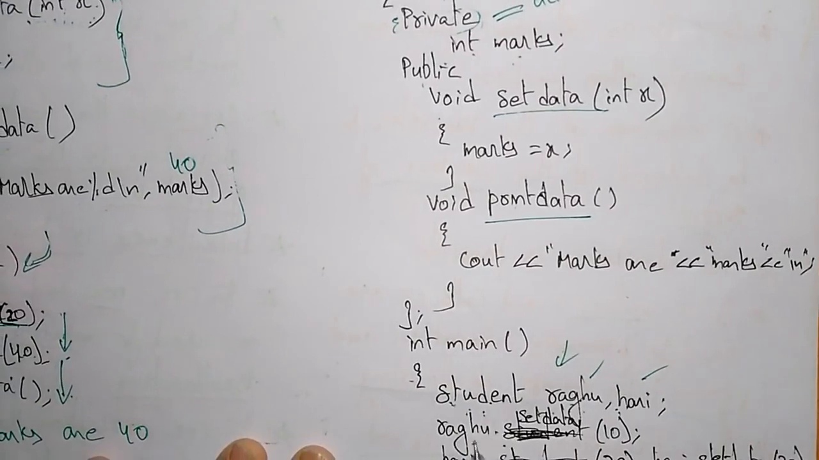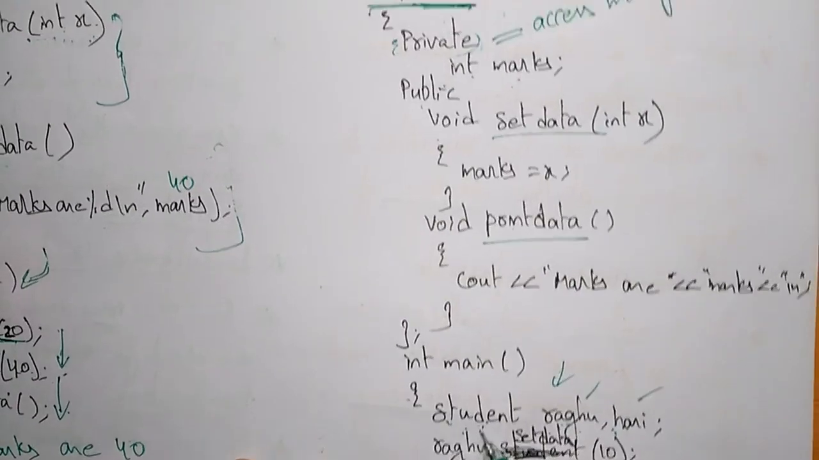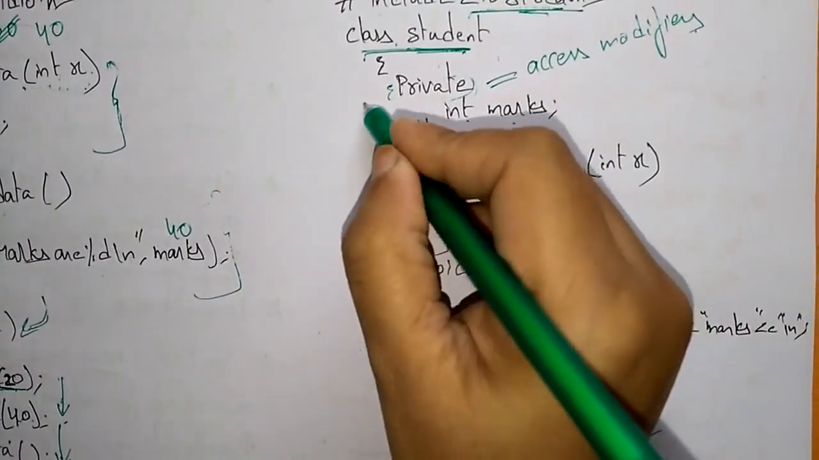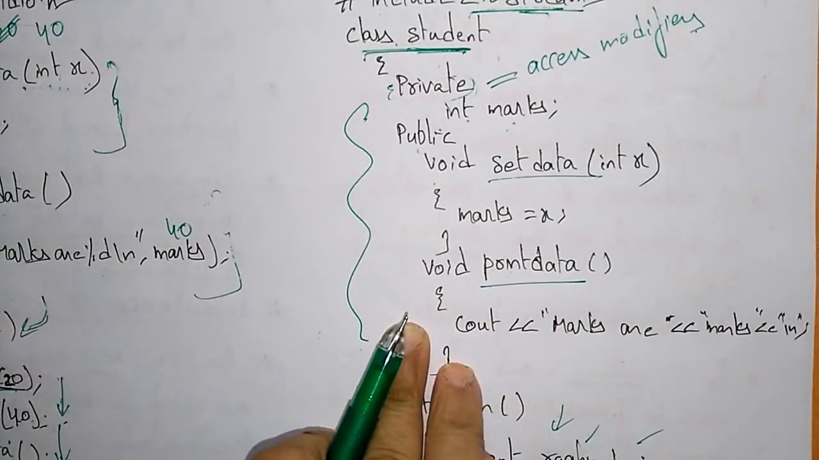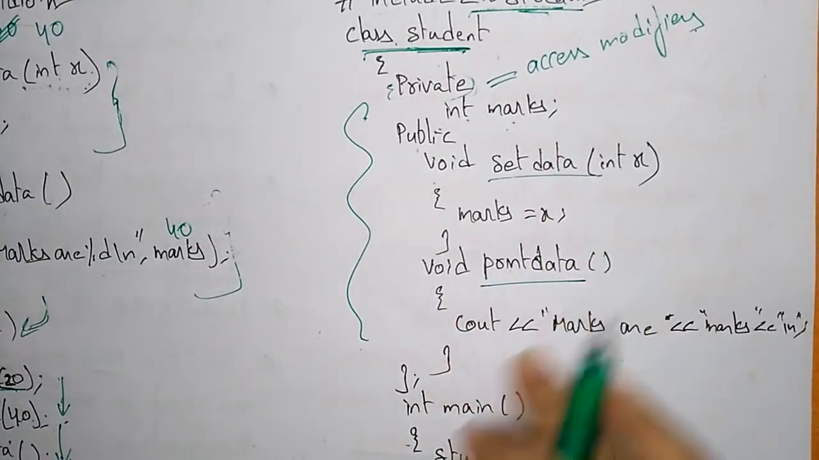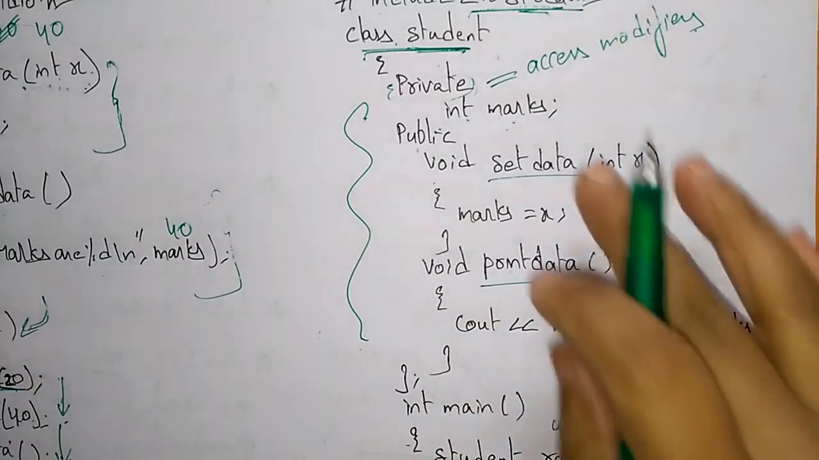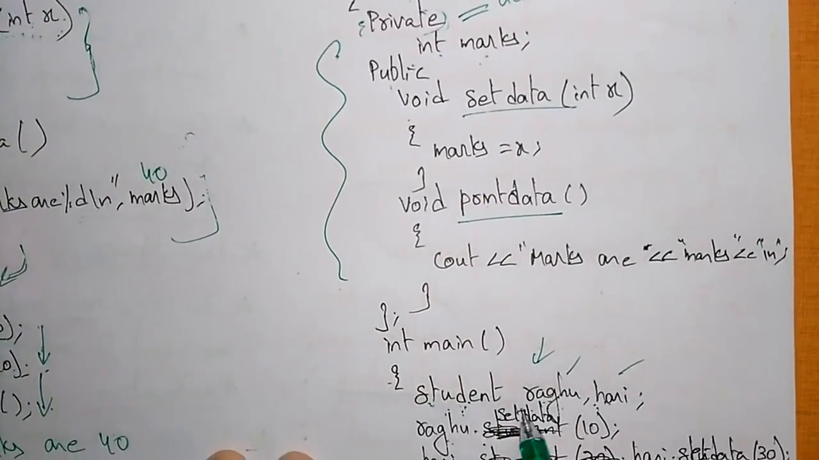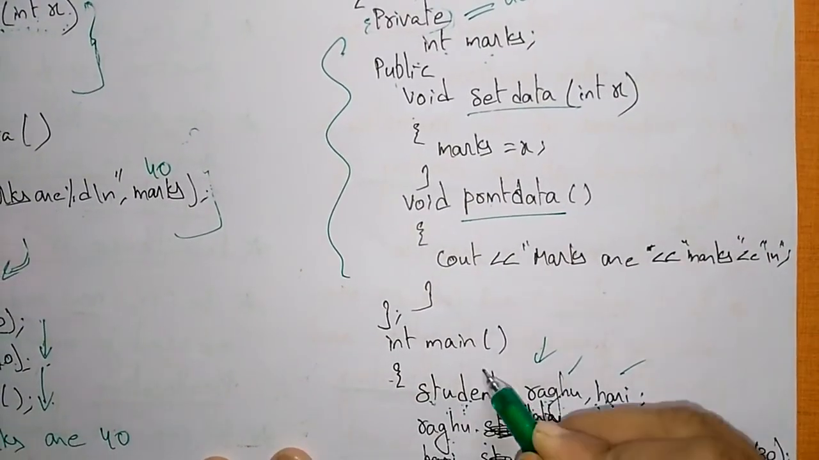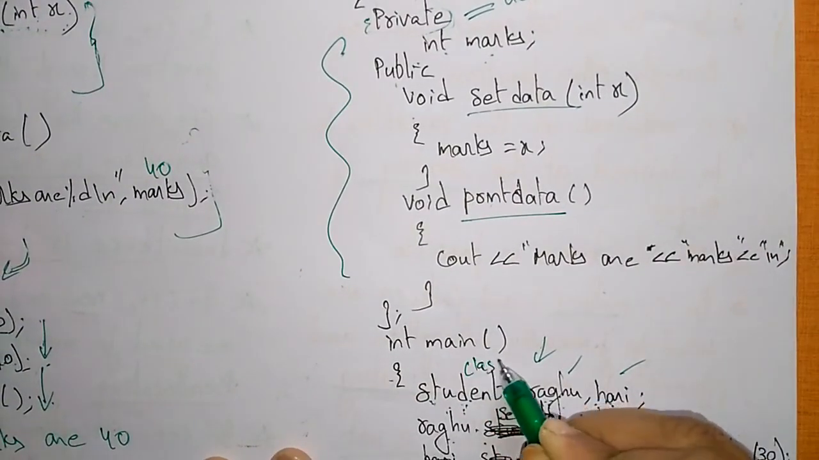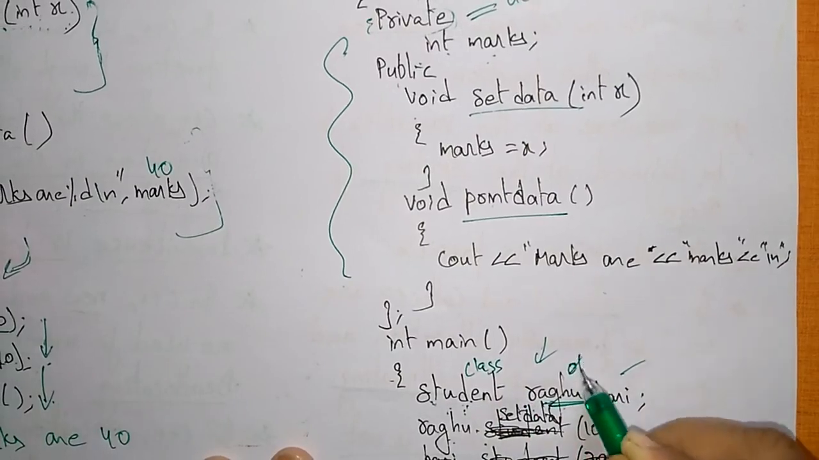Now we are calling Raghu. Here Raghu and Hari are the objects of that student. So here Raghu and Hari can use these methods and variables. Okay, so student Raghu Hari. So student is the class name and Raghu and Hari are the objects.